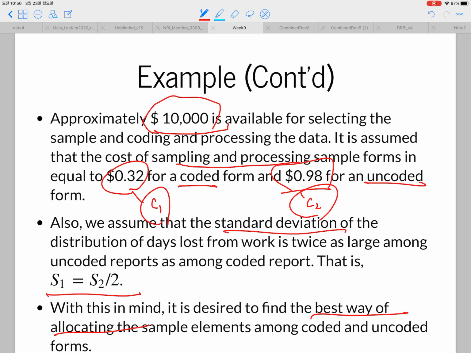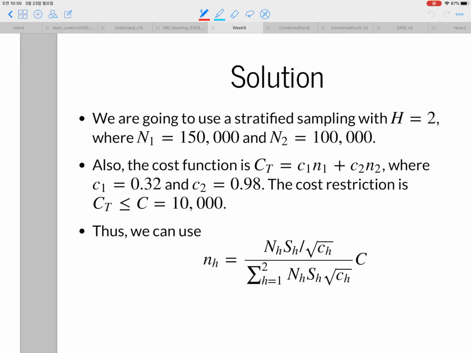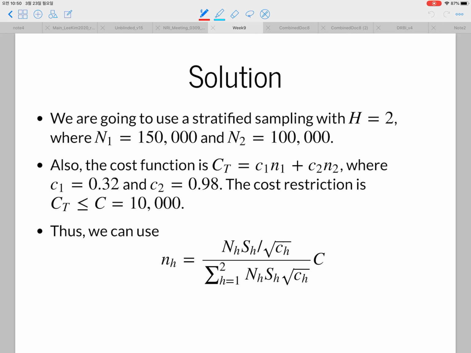Okay. So before we move on to showing the solution, I would like to ask you to pause this video and try to solve the problem for yourself. So what is your answer? Okay, let's check. The first thing to check is which formula we want to use. Since the total cost is given, which is $10,000, the formula we should use is this one.